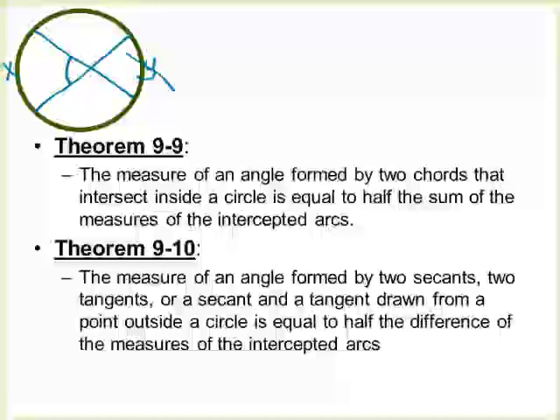And according to Theorem 9.9, the measure of that angle is equal to 1/2. What's sum mean? Addition. Add up those two arcs.